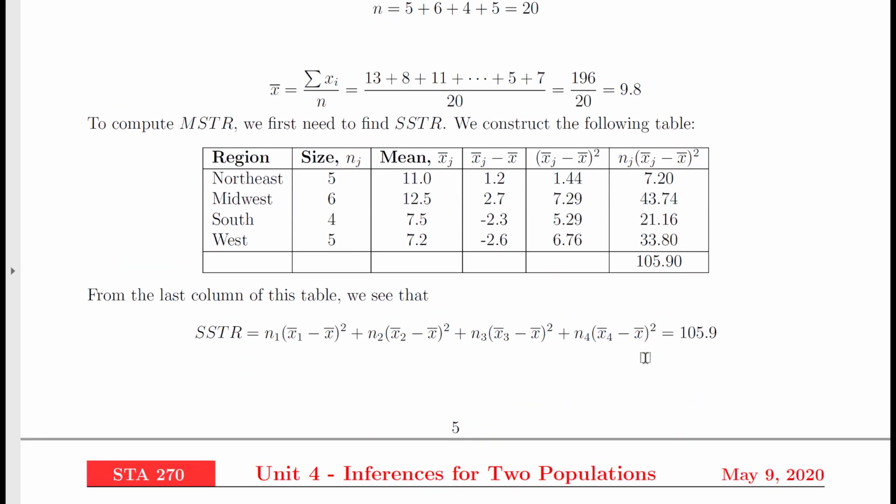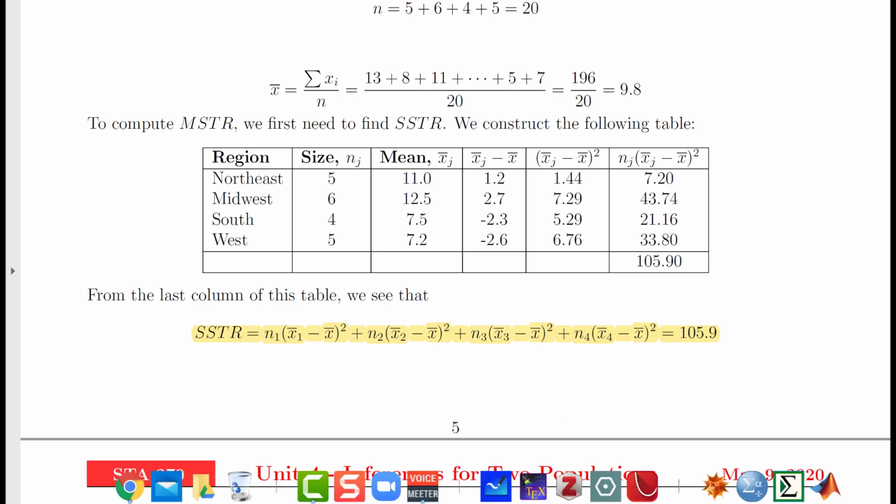So the next thing that we have to compute in order to build up the rest of the table is the SSTR. And the SSTR, you can see right here, is the sample size for population 1 times the mean of population 1 minus the total mean, quantity squared, plus the sample size of population 2 times the sample mean of population 2 minus the total mean, quantity squared. We repeat that for the other two samples. We add them all together, and we should get 105.9.